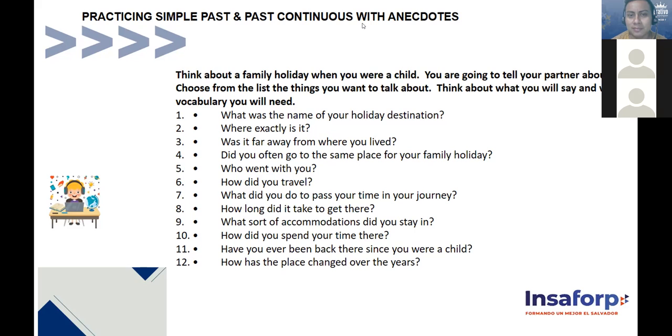So, tell us, Gustavo. Well, I was talking with Mets about, I remember when I was maybe six years old for Christmas, an aunt came to visit from the USA, and she invited us to her husband's family, who live in Chalatenango, in a town called Dulce Nombre de Jesús. We stayed there for 3 days, maybe.